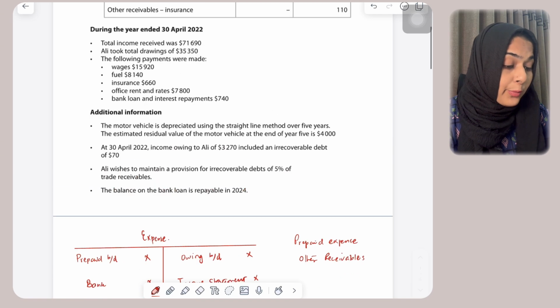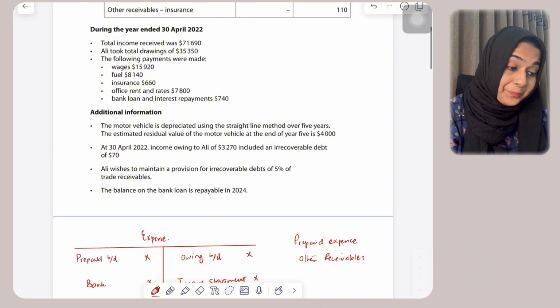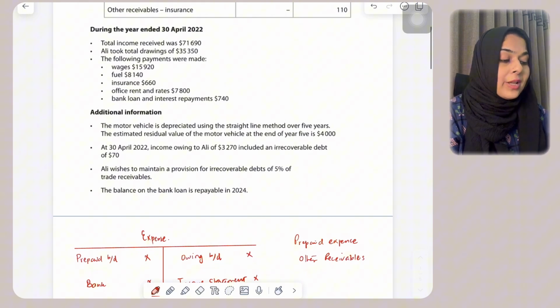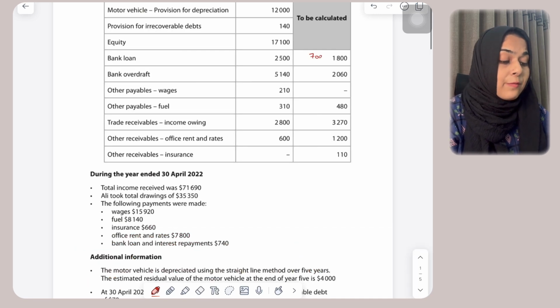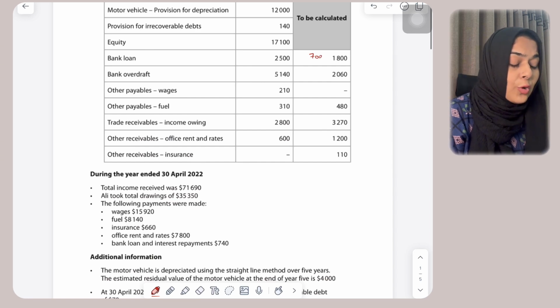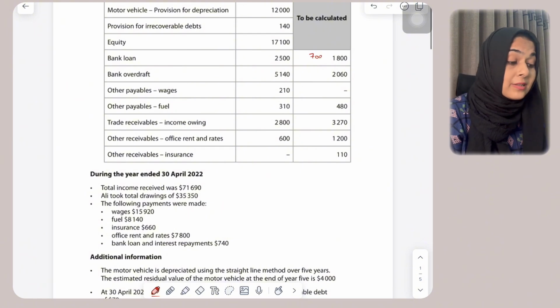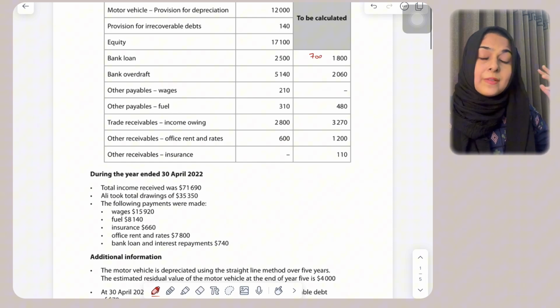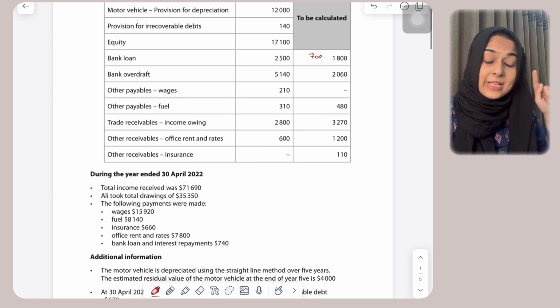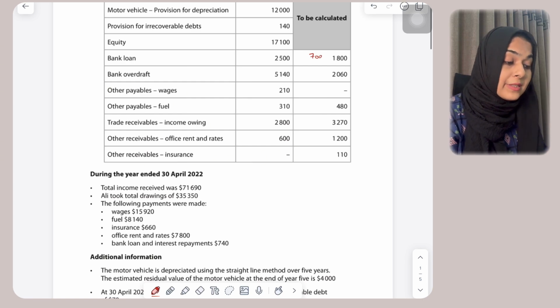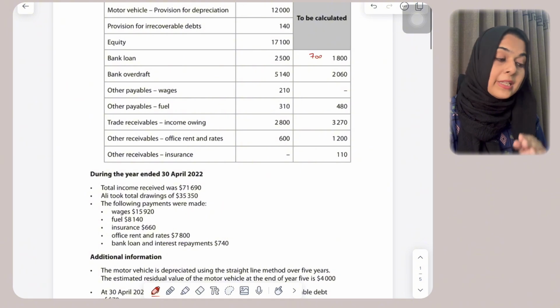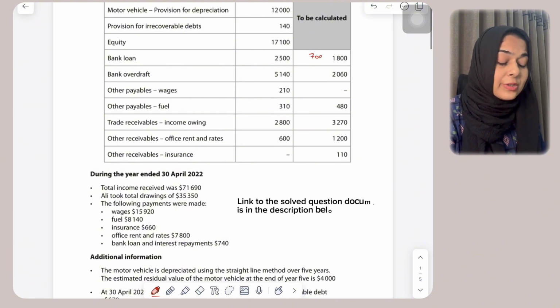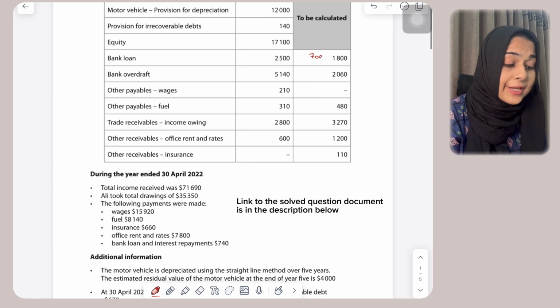For wages, they have given you other payables at start, that is 210, but there are no other payables at end. But for fuel, we have other payables at start and other payables at end. For trade receivables, income owing, they have given you opening owing of income, that is 2800, and closing owing of income, that is 3270. This means that last year I had given some services for which I did not receive the money, that is 2800. This year I have given some services for which I haven't received the money, that is 3270 at end. So this is trade receivables, income owing at start and income owing at end.